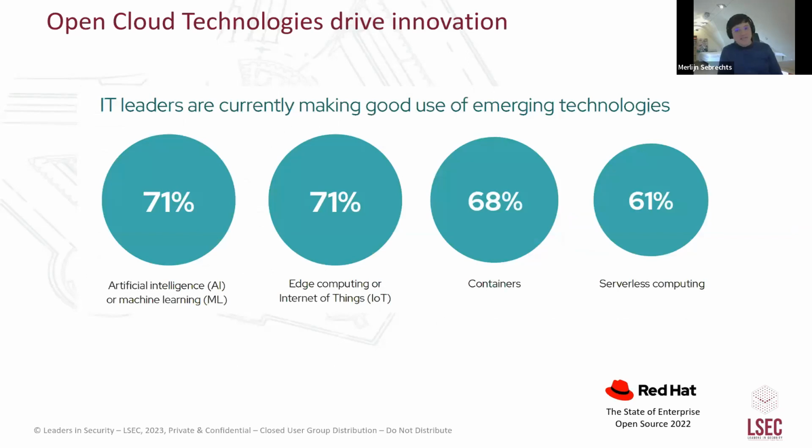And so this results in IT leaders making very good use of open source software for emerging technologies. If you look at artificial intelligence, IoT, serverless computing and containers, this is the percentage of companies that are doing these innovations using open source software.